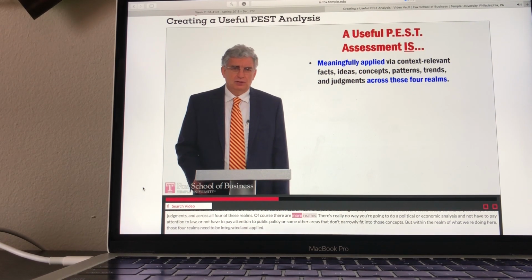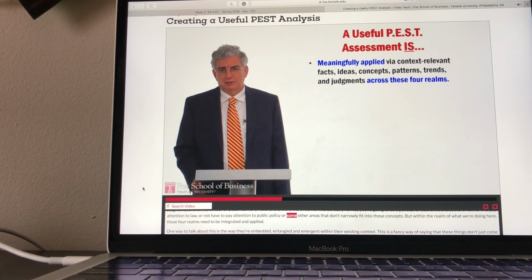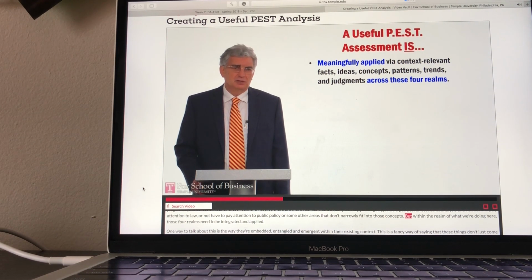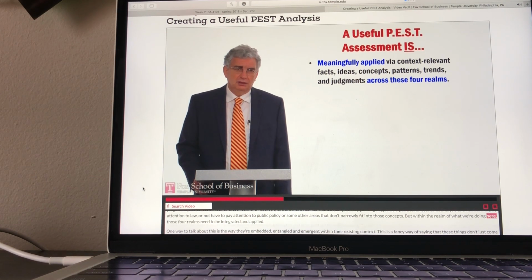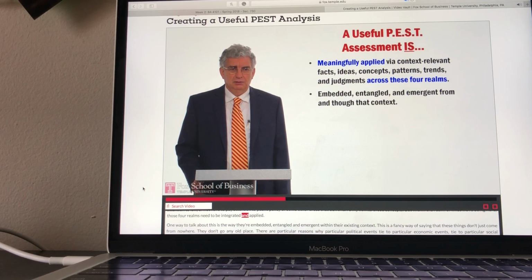Of course, there are more realms. There's really no way you're going to do a political or economic analysis and not have to pay attention to law, or public policy, or some other areas that don't narrowly fit into those concepts. But within the realm of what we're doing here, those 4 realms need to be integrated and applied.